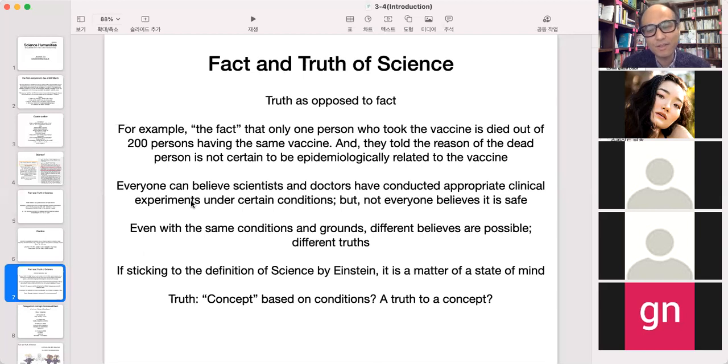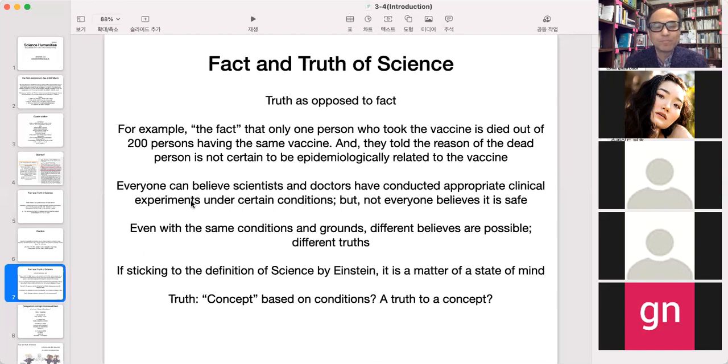But scientists insist that this is safe. There are some other scientists who say this is not. So one is important and significant. So those are science, I believe, according to Einstein's definition, state of mind once again. There is no strict boundary between fact and truth based on science, the science definition brought by Albert Einstein, the physicist, long time ago, in his book The Evolution of Physics.